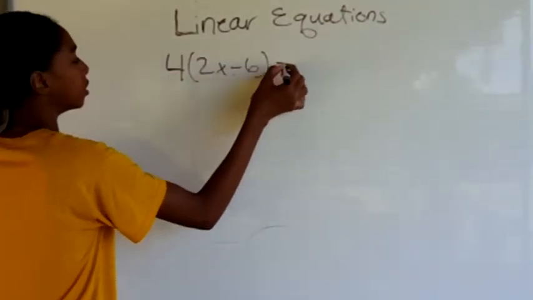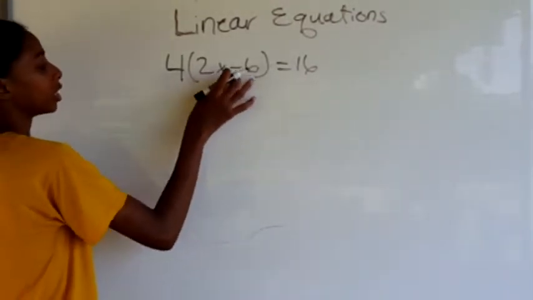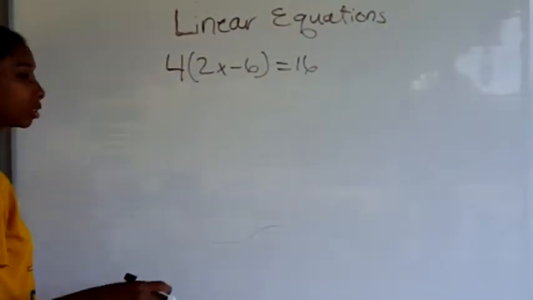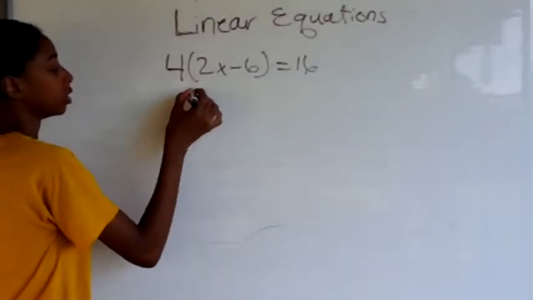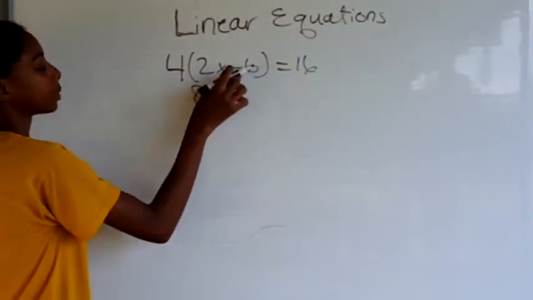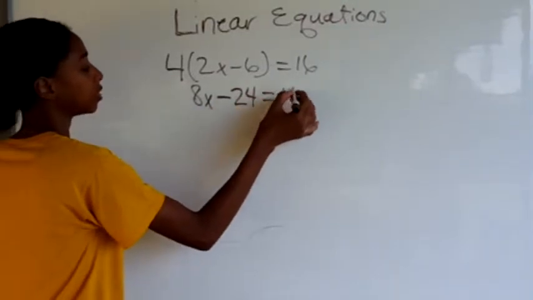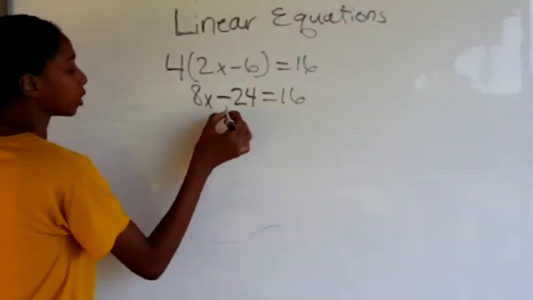Equals 16. Alright, so we have 4 times 2x minus 6 equals 16. We can't do anything within the parentheses, so what we're going to do is distribute. We have to get rid of the parentheses by using the distributive property. So we distribute 4 to 2x, which is 8x, and then 4 times negative 6, which is negative 24. And so then that leaves us with something that looks familiar, which is our two-step equations. So what we do next is we add 24.